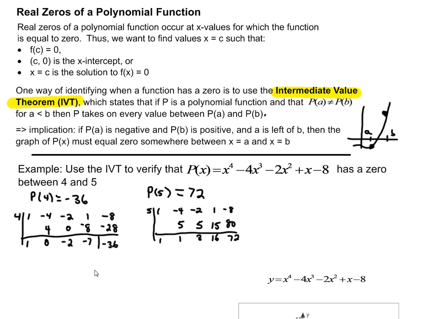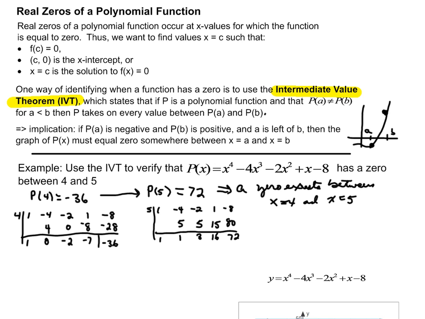The result is that by the intermediate value theorem, since p of 4 is negative and p of 5 is 72, we must conclude that a 0 exists somewhere between x equals 4 and x equals 5. Now, if we were to actually go through and verify what our graph looks like, here's what we might see.